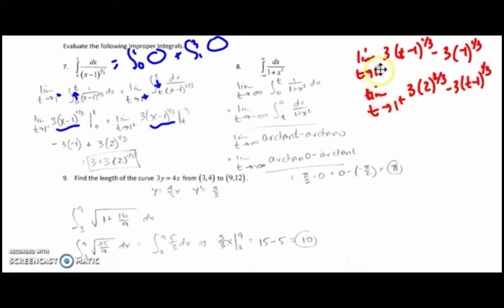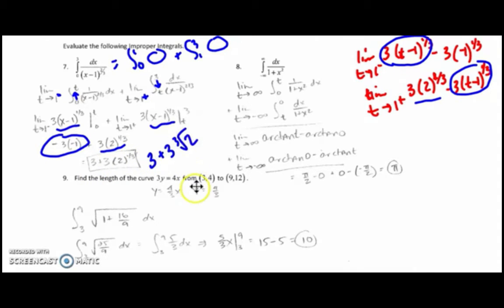Now, when I plug in for both of these, whether it's coming from above or from below, the expression including the t minus 1 is actually going to go to 0. Because if I'm plugging in 0.9999999 minus 1, that goes to 0. And if I plug in 1.0000001 minus 1, that's going to go to 0. So that's why over here I was able to go directly to the negative 3 times negative 1 to the 1/3, and that gives me negative 3 times negative 1, which is what I have right here. And then in the other one, I have 3 times 2 to the 1/3, which is what I have here. And then I could just simplify: negative 3 times negative 1 is 3, and then plus 3 times 2 to the 1/3. You could have easily written that as 3 plus 3 times the cube root of 2 as well.